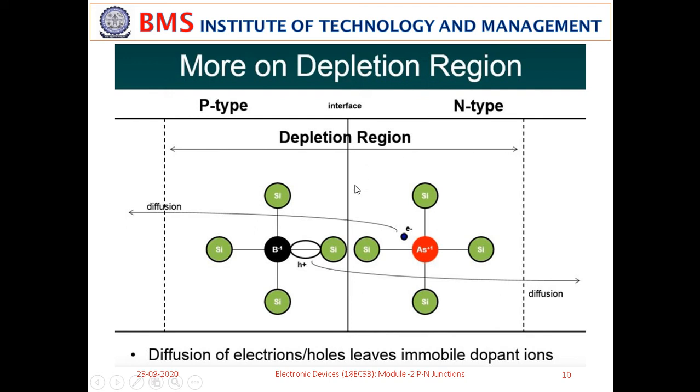The immobile positive ions on the n side and negative ions on the p side attract the electrons from the p side to n side, and holes from n side to p side, and the direction of current is from n side to p side. So, drift current flows from n side to p side, diffusion current flows from p side to n side. Okay. Any questions so far?